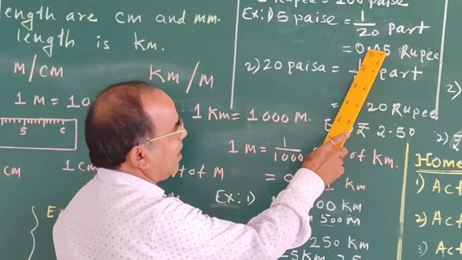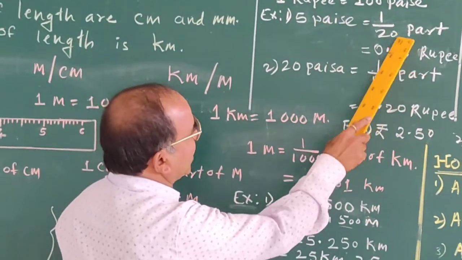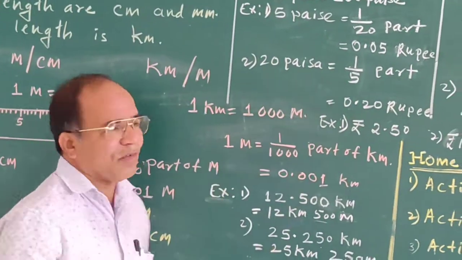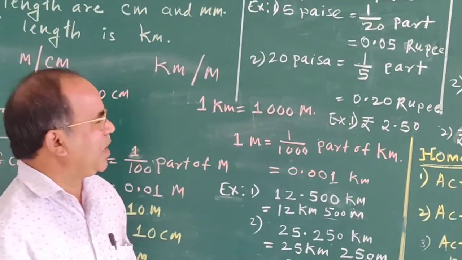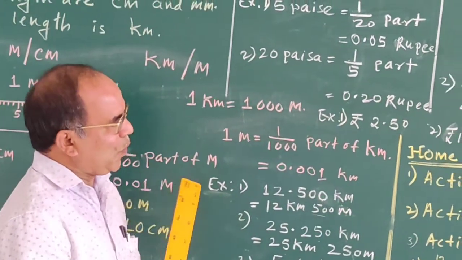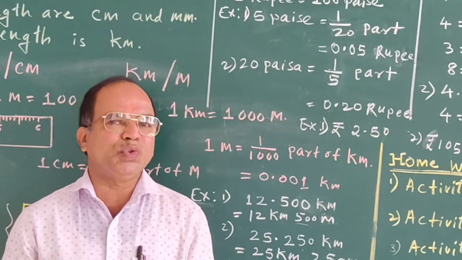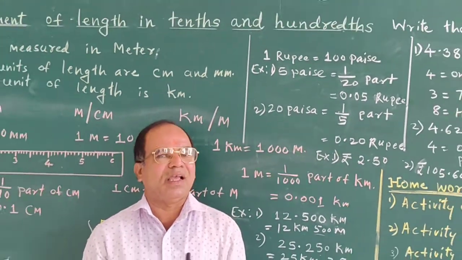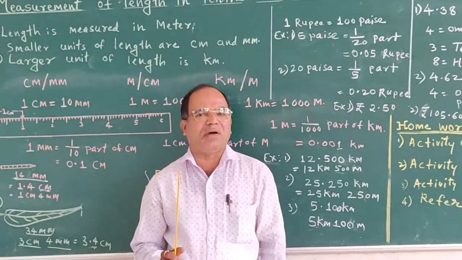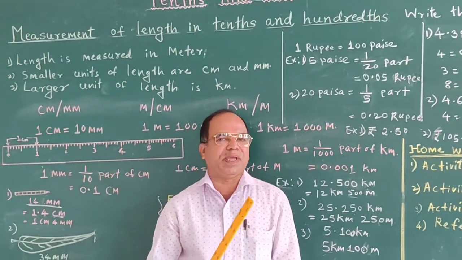You can see here 1/10, 1/100. 100 paise is 1 rupee. So 5 paise is what part? 20th part, that means it is 0.05 rupee. 20 paise is what part? It is the 5th part of a rupee. That means in decimal it is written as 0.20 rupee. So with this I think you very well understood how to use the different units of length, also the rupee, to measure the length of any object, or to convert rupees and paise.